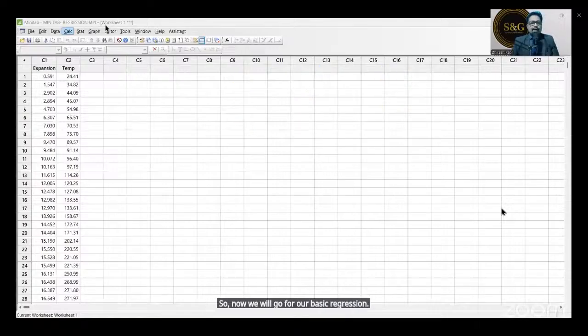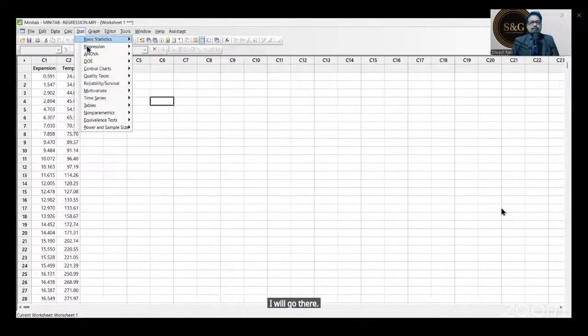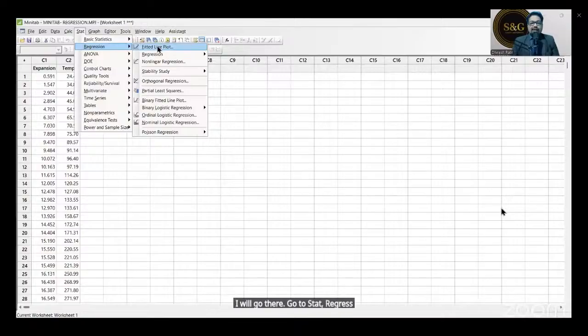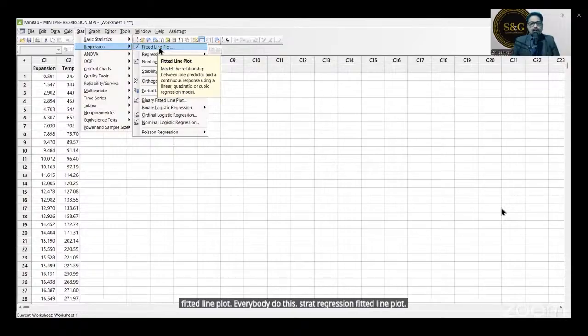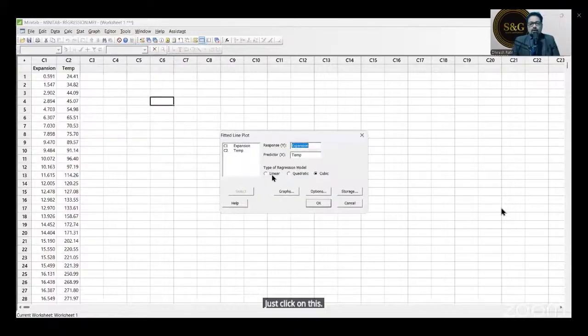I will go there, go to Stat, Regression, Fitted Line Plot. Everybody do this. Stat, Regression, Fitted Line Plot. Just click on this. Now in response, select expansion. In X, select temperature, select linear model and click on OK.